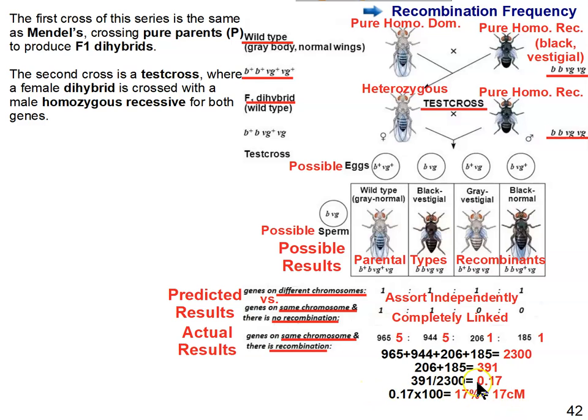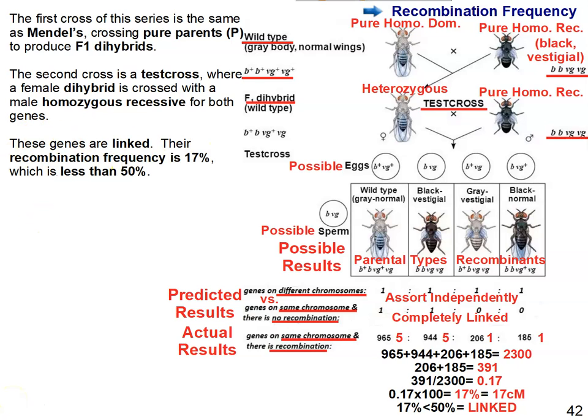So that tells us that these two genes, the black gene and the vestigial gene, are on the same chromosome, but they separate 17% of the time, which means they are linked. They're pretty strongly linked, because remember, 50% is the cutoff for being considered assorting independently and not being linked. So they are definitely linked. Because 17% is less than 50%, they are definitely linked.